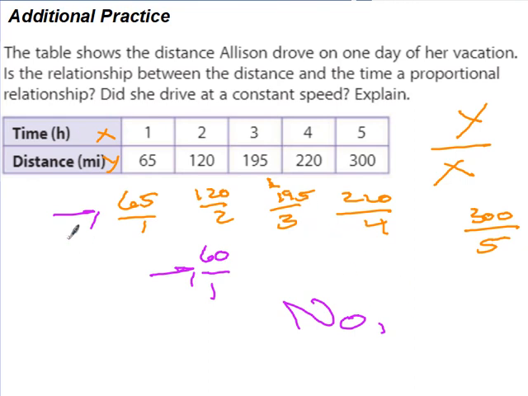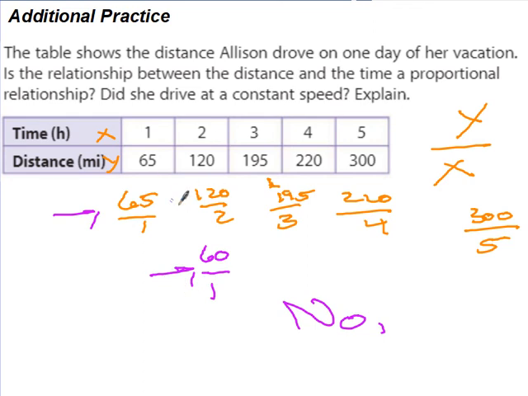She drove 65 miles in the first hour. She drove 60 miles in her second hour. So therefore, she did not drive at a constant speed. I can stop here. I actually don't need to do 195 divided by 3. I do not need to do 220 divided by 4. And I do not need to do 300 divided by 5. I've already answered the question.